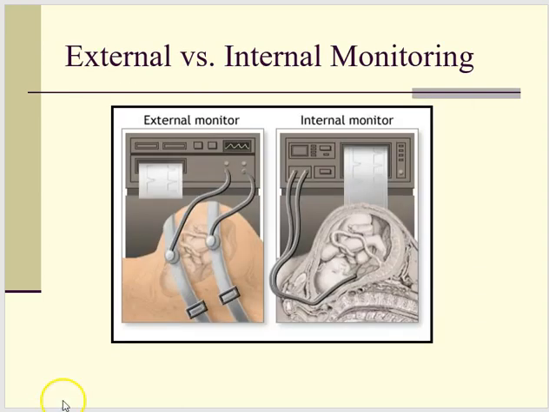This slide is just a reminder of your external monitor versus your internal monitor. Remember, this is a TOCO Doppler ultrasound, whereas this would be a fetal scalp electrode and an IUPC or intrauterine pressure catheter. Sometimes you will only use a fetal scalp electrode and leave on an external contraction monitor, or vice versa. Just because you're using internal monitoring doesn't mean you have to use both types of monitor. You will change it up depending on what the situation calls for.